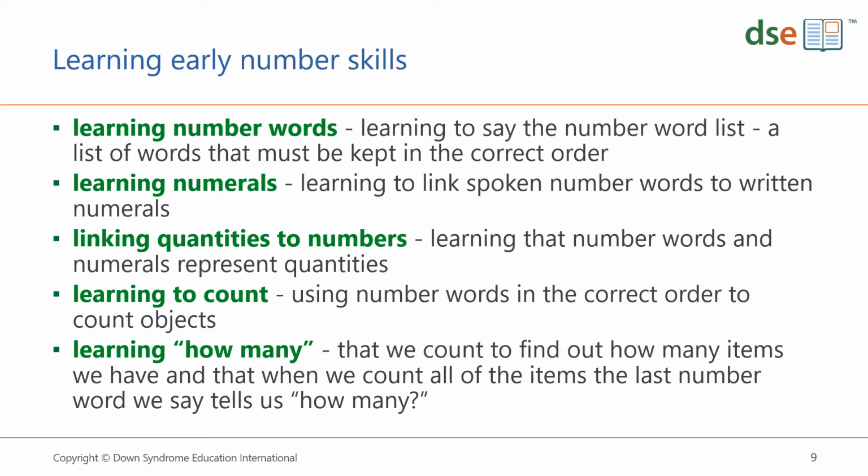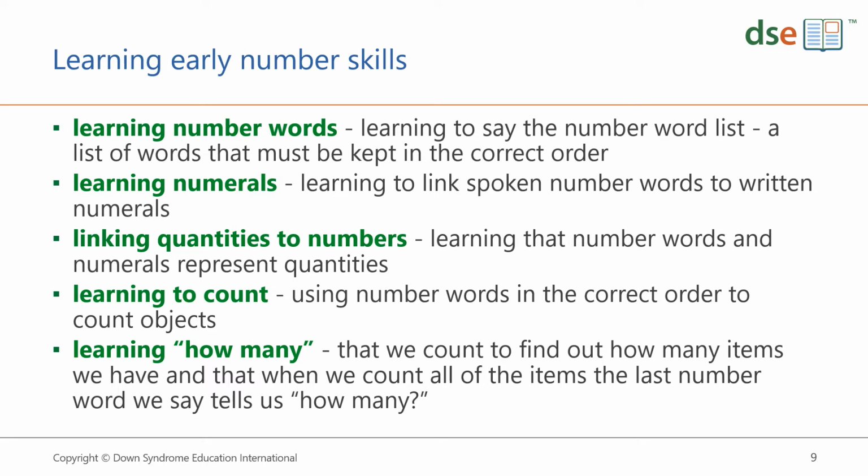We also need to know that numbers are represented by written numerals. So children have to learn to link the spoken number word with the correct written numeral. And then the first step into really understanding what these words and numerals represent is to understand that there is a specific quantity linked to each number. So they have to understand which quantities link to which numbers. That 3 is always 3 items, that 7 is always 7 items.